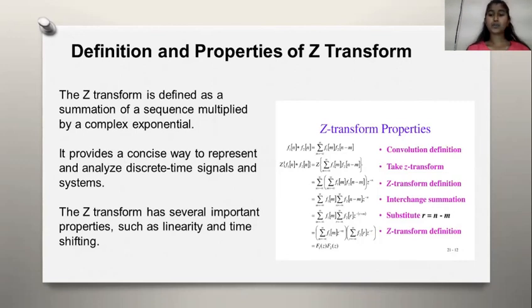F1(n) convolved with F2(n) equals the summation of m equals 0 to infinity of F1(m) into F2(n minus m). It is called the convolution definition. And Z of F1(n) into F2(n) equals Z into the summation of m equals 0 to infinity of F1(m) into F2(n minus m). Take the Z transform, and the Z transform definition is given, and interchange the summation.